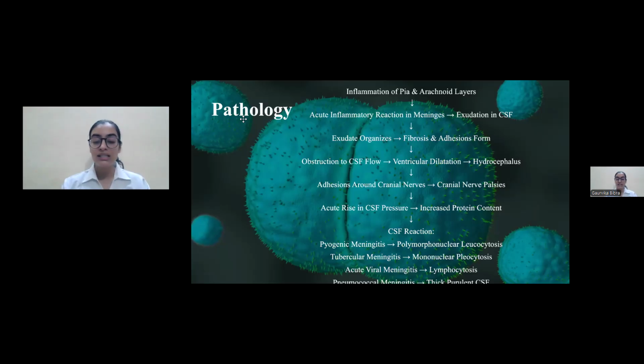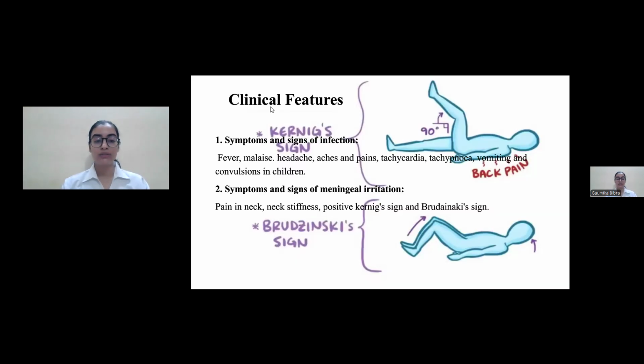There will be acute rise in the CSF pressure, which will lead to increased protein contents, and then there will be a CSF reaction. In that, pyogenic meningitis will have polymorphonuclear leukocytes. Then in tubercular meningitis, there will be mononuclear pleocytosis. Then there is acute viral meningitis where there will be lymphocytosis, and pneumococcal meningitis where there will be thick purulent CSF. Now, what are the clinical features, the signs and symptoms of the infections?